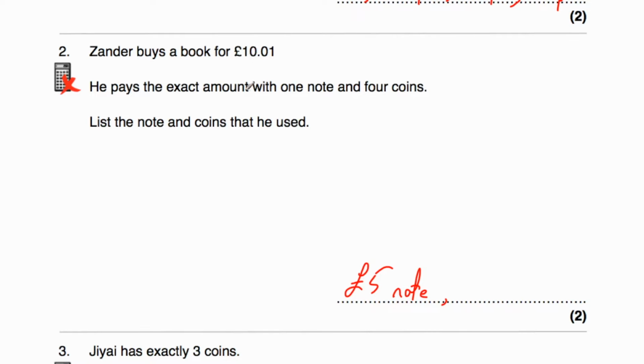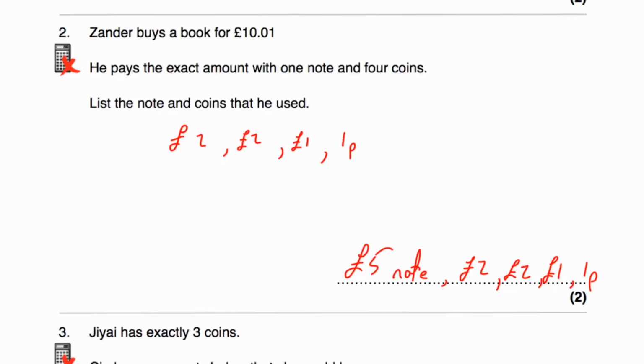Now, if you want to pay £5 and a penny with 4 coins, I'm thinking a £2 coin and a £2 coin, that's £4, and then a £1 coin, that's £5. So if he paid with a £5 note and then a £2 coin, a £2 coin, and a £1 coin, that's £10, and he's got one more coin, so that'll be the 1p. So he's paid with a £5 note, a £2 coin, a £2 coin, a £1 coin, and a 1p. And that's what he's used to pay for the book, which costs £10 and a penny, with 1 note and 4 coins. Okay, let's look at our next question.